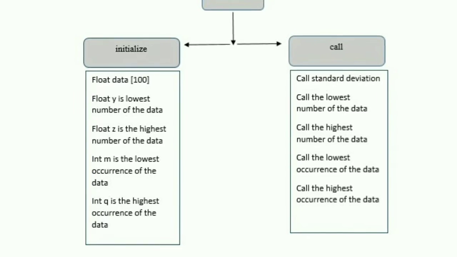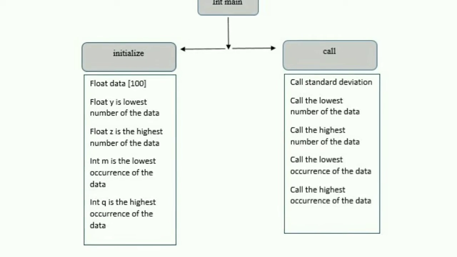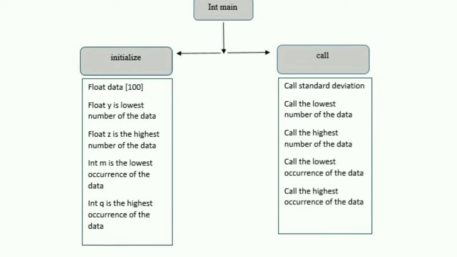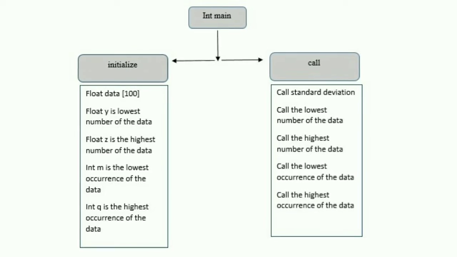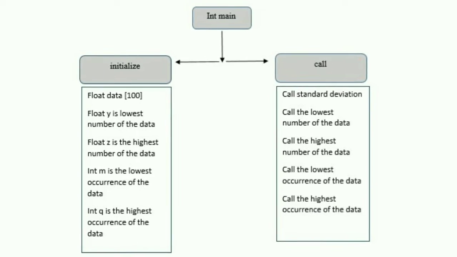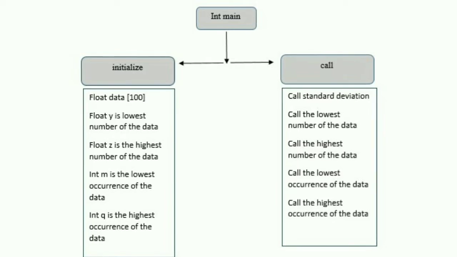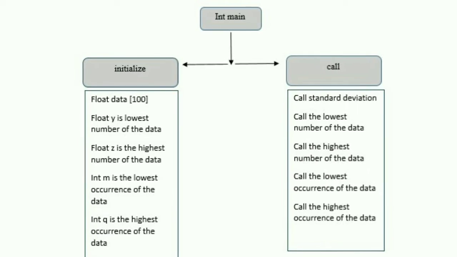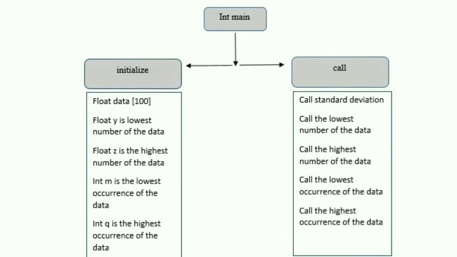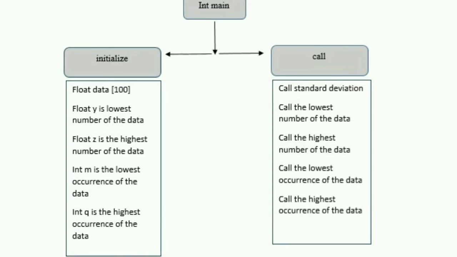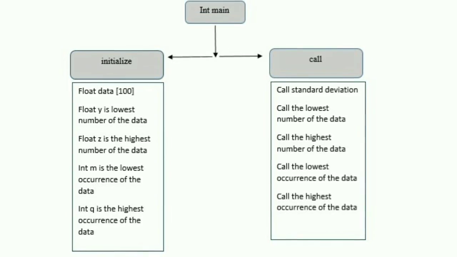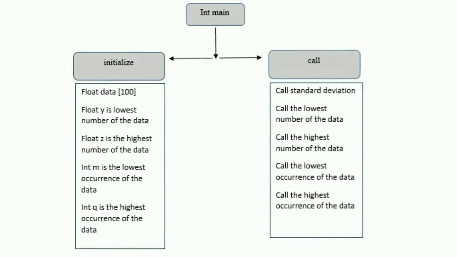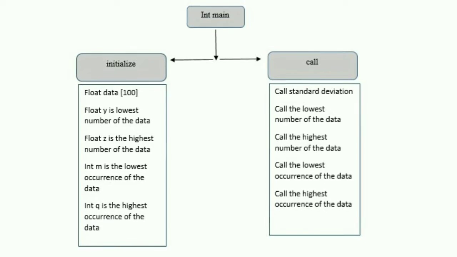Integer main will be divided into two functions. The first one is function initialize. In the function, we have float data 100, float y, which is the lowest number of the data, float z, which is the highest number of the data, integer m, which is the lowest occurrence of the data, and last, integer q, which is the highest occurrence of the data.